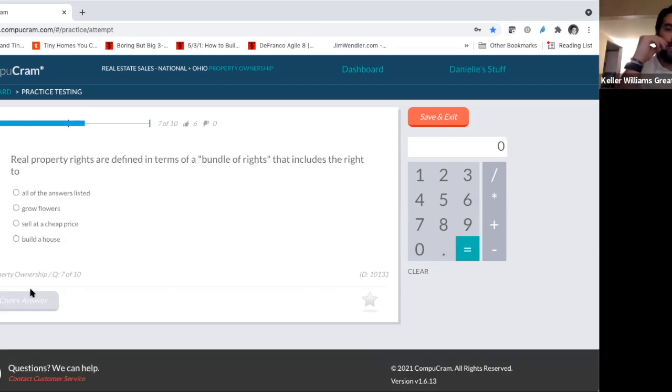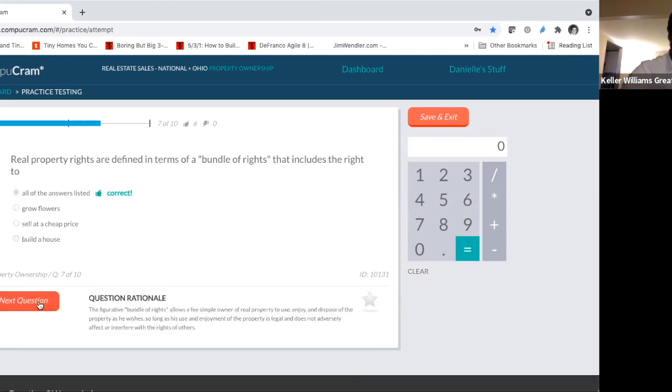All right, real property rights are determined in the bundle of rights that includes the right to A, everything we're going to talk about here, B, grow flowers, C, sell at a cheap price, or D, build a house. All right, there's the A's in the chat box, and that's right. A bundle of rights represents fee simple ownership of a property, and that means you can use, enjoy, and dispose of the property in any which way you choose. You want to grow flowers everywhere? Great, grow flowers. You want to build a house? Build a house. You want to sell it for a penny? Sell it for a penny. Those are all included in your bundle of rights in your real property rights.